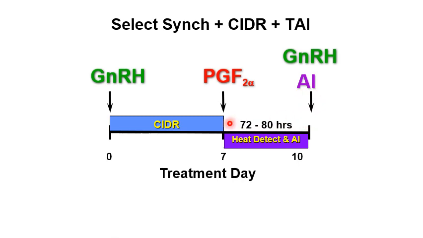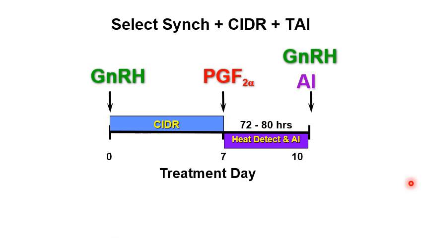So upon removal of the CIDR and injection of the PGF2 alpha, we do the heat detection and AI for a period of 72 to 80 hours. So as the animal comes into heat during this time, we do the AI 6 to 12 hours after. So those animals, or the few animals that don't respond at the 80th hour, will be given GnRH and will also be AI'd 6 to 12 hours later. So early responders have a higher conception rate compared to the late responders.